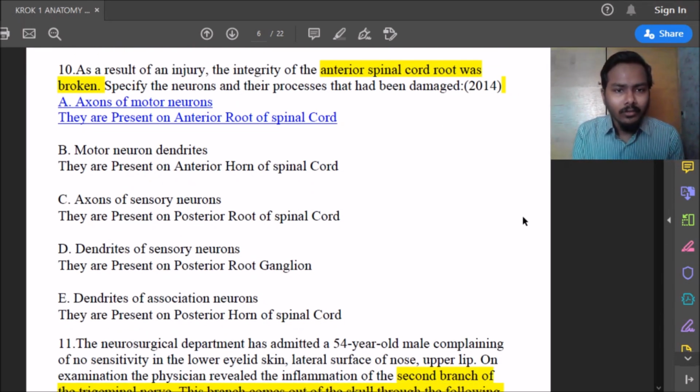As a result of injury, the integrity of the anterior spinal cord root was broken. What neurons are present in it? In the anterior spinal cord root, there are motor neurons. In the dorsal root, there are sensory neurons. So if there is damage to the anterior spinal cord root, there will be damage to the axons of motor neurons because they are present in the anterior root.